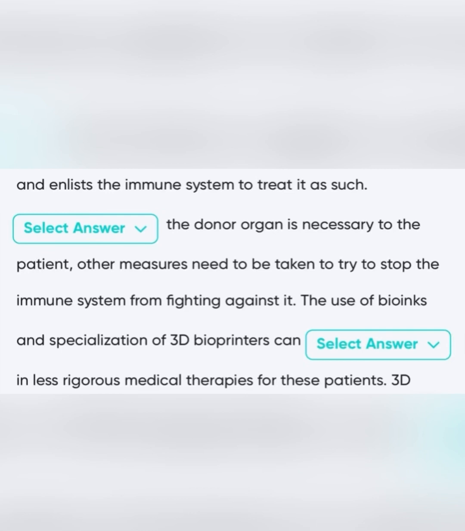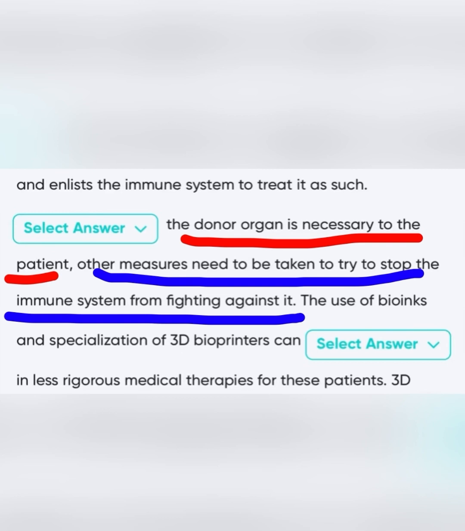Now in this sentence we have two clauses. The first clause is before the comma and the second clause is after the comma. In the first clause, the donor organ is the subject and is necessary to the patient is the predicate, right? So this is the first clause. And in the second clause, other measures is the subject, and need to be taken to try to stop the immune system from fighting against it is the predicate. So these are the two clauses in this sentence, means this is a complex sentence. I hope now you have understood how this is a complex sentence.